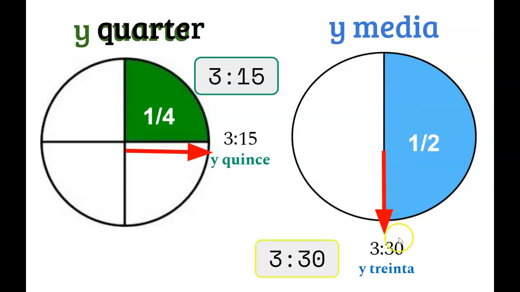Now when you get down to the 30, instead of saying tres y treinta, you would say and a half. Tres y media. Median, right? Which means the middle in math.